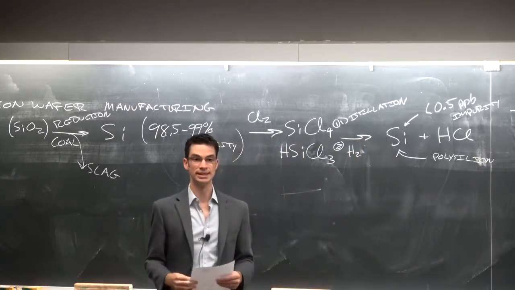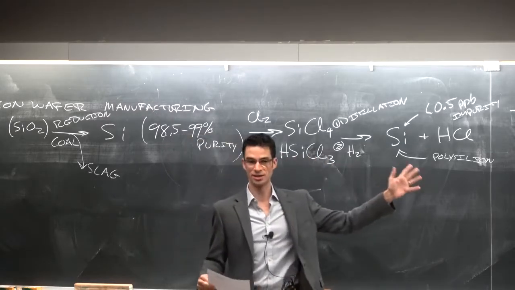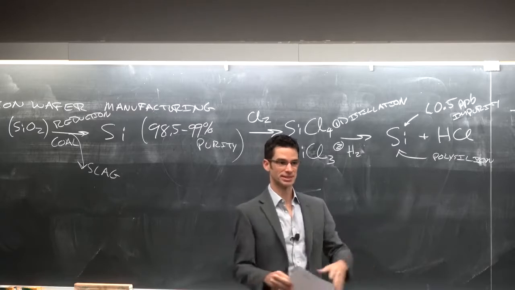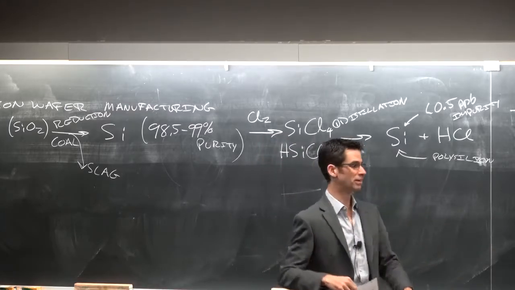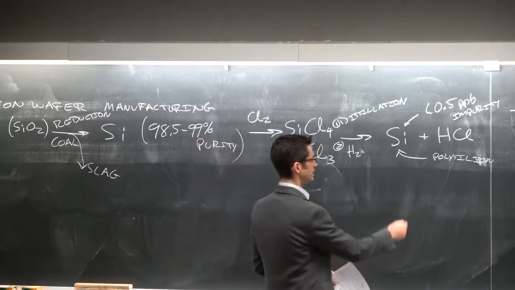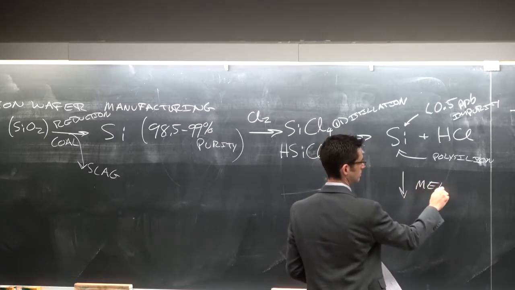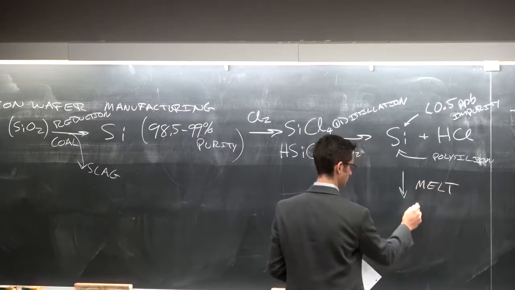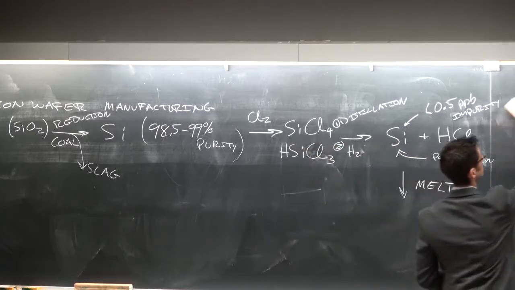Polysilicon is short for polycrystalline silicon. So instead of a single crystal of silicon, we have different crystalline grains that make up this material. We take this and we melt it. I'll draw the melting over here.